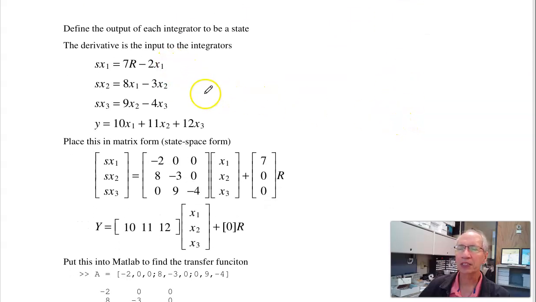So here's the equations that describe the system in matrix form, or state space form. Call the states x1, x2, x3. Here's the first equation. Sx1 is 7r minus 2x1. Sx2 is 8x1 minus 3x2. Sx3 is 9x2 minus 4x3. And y is 10, 11, 12 times x1, x2, x3. So here's your A matrix, B matrix, C matrix, D matrix.